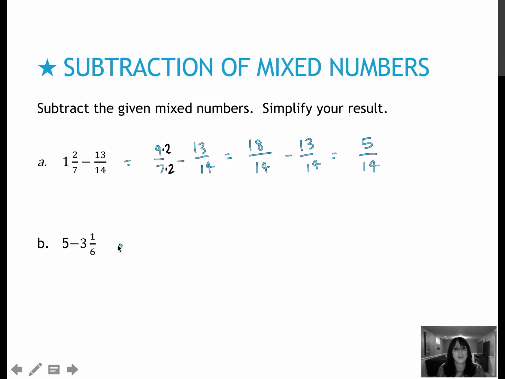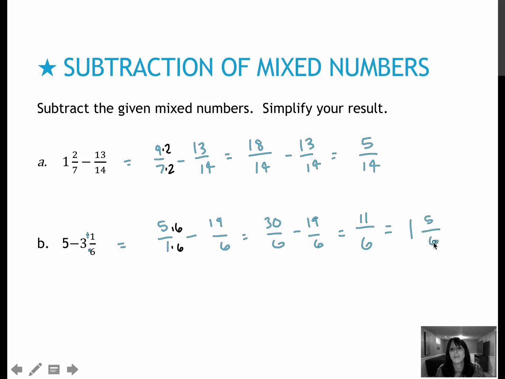And for my second question, I'm going to write that as 5 over 1 minus 19 sixths, because 3 times 6 is 18 plus 1 is 19. To have a common denominator, I will multiply by 6, which gives me 30 sixths minus 19 sixths. And I will subtract 30 minus 19 to get 11 sixths. And 6 goes into 11 one time with 5 left over.